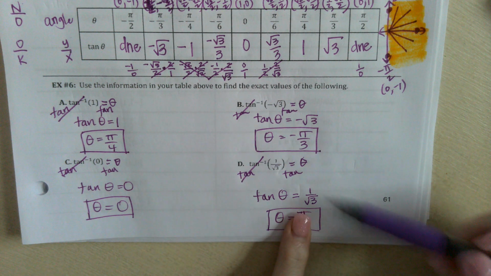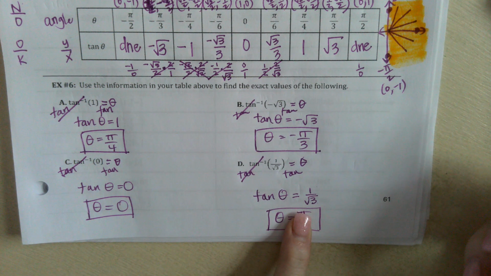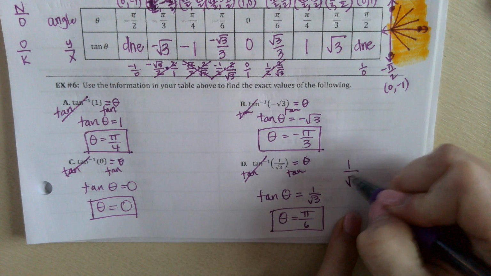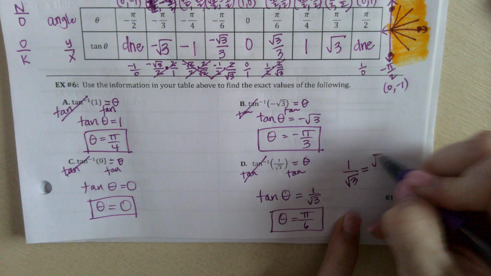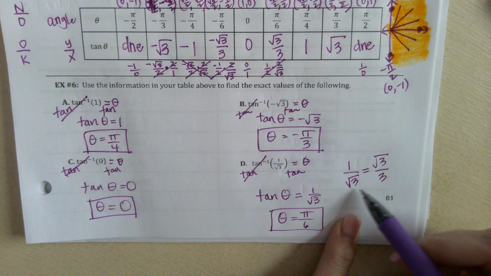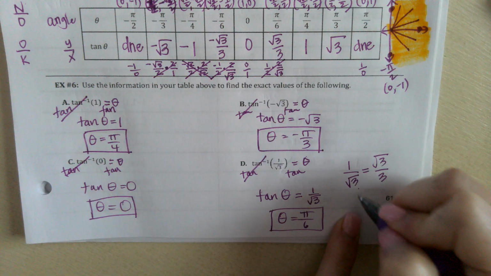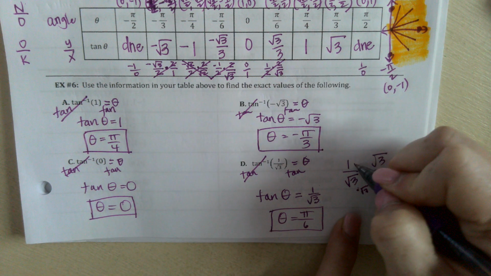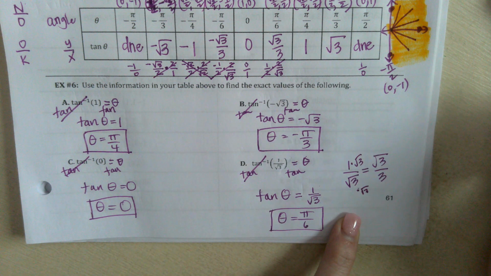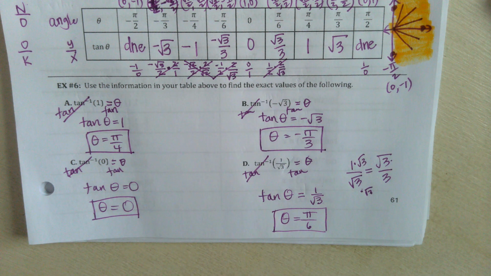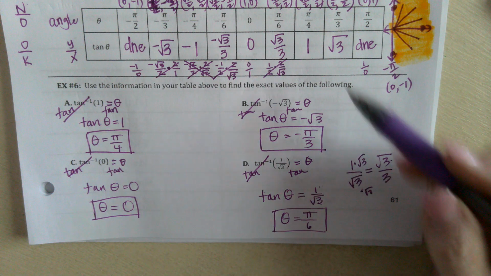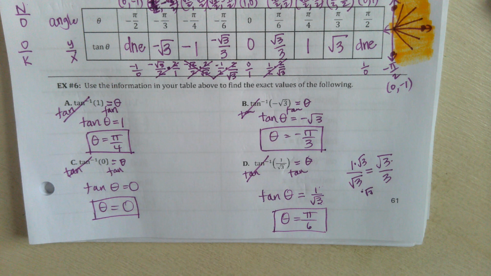Okay, so 1 over square root 3 is the same thing as square root 3 over 3. This just has not been rationalized yet. So here, if I multiply both the numerator and denominator by square root 3, that gets rid of the radical and gives me 1 on top. Okay, so this is equivalent to the root 3 over 3. Good question. Okay? All right, let's keep going.